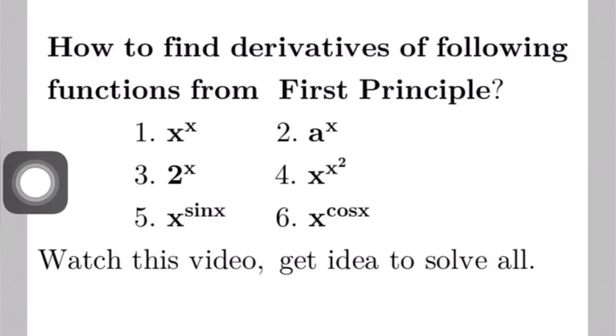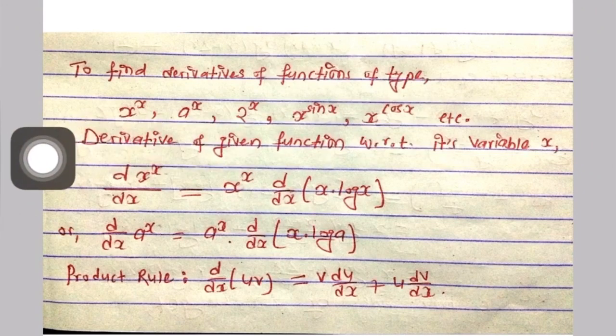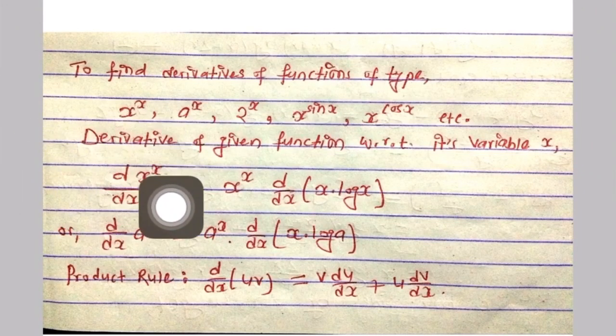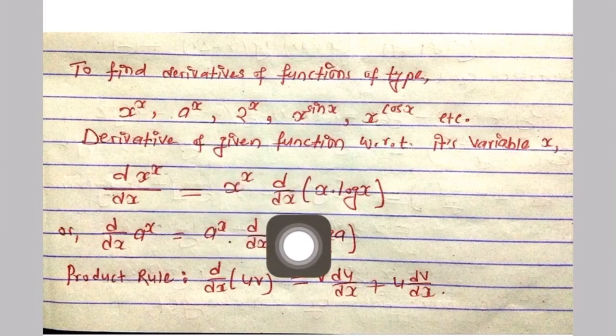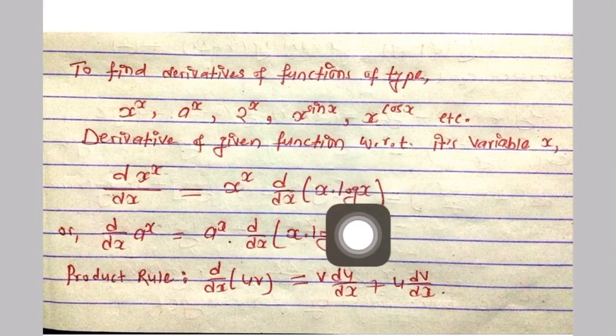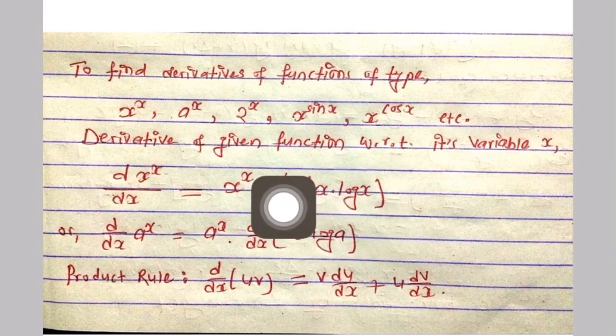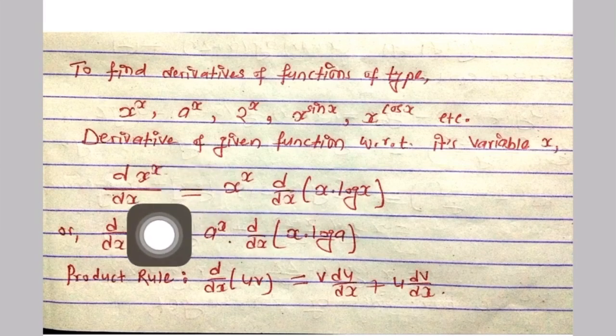To find the derivative of these functions, first of all you have to remember some relations. For example, the derivative of the function x to power x with respect to x is given by x to power x times d by dx of x dot log x, and x dot log x is a product of two functions of x. So you can apply the product rule of finding derivative, and you can find the derivative of x to power x with respect to x.